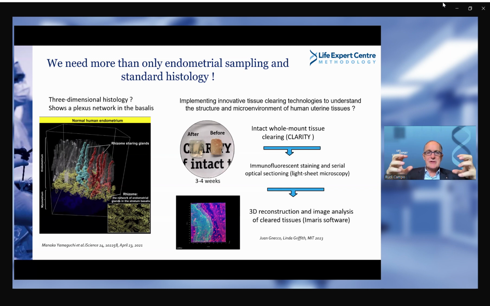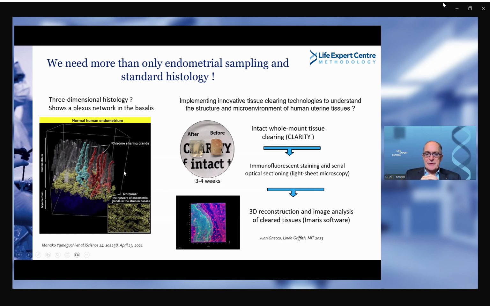We need to work on new histological approaches, like the Japanese have shown, that you have the rhizome under the glands, the basal layer, which is the plexus in the basal layer. So if you take a biopsy, you have to take a biopsy from this plexus, not only from the glands.